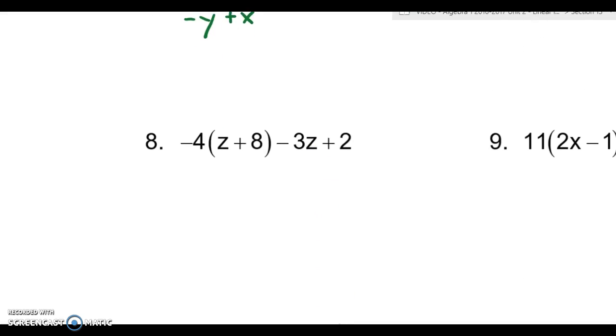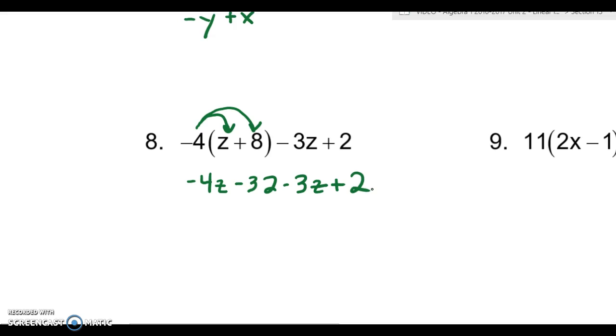Let's look at 8, where that might not be the case anymore. So I see one set of parentheses, a negative 4, and then a z plus 8 in parentheses. My first step is to take negative 4 and multiply it by z, and take negative 4 and multiply it by 8. I have to be careful how I make my z's here, because z's and 2's look an awful lot alike.